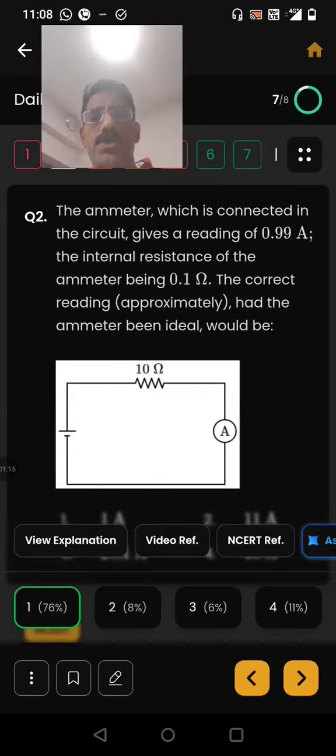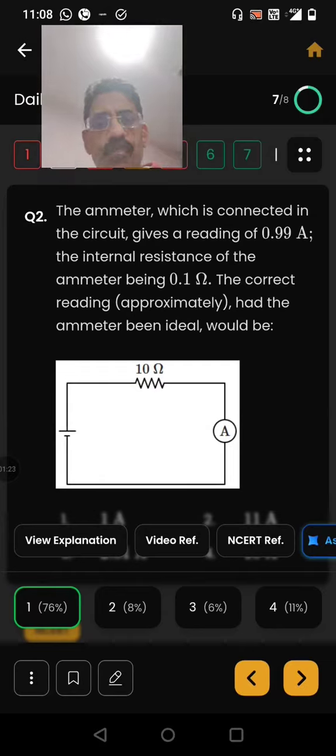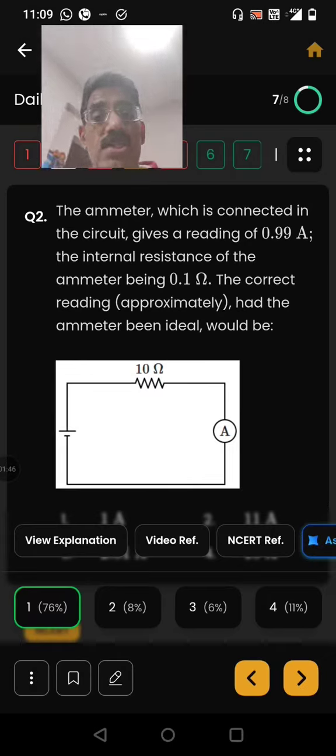The second question. The ammeter which is connected in the circuit gives a reading of 0.99 amperes, the internal resistance of the ammeter being 0.1. What is the correct reading, that is approximately, had the ammeter been ideal? He's asking what is the ideal current, given that you have an internal resistance of 0.1. Now the circuit has an external resistance of 10 ohm.